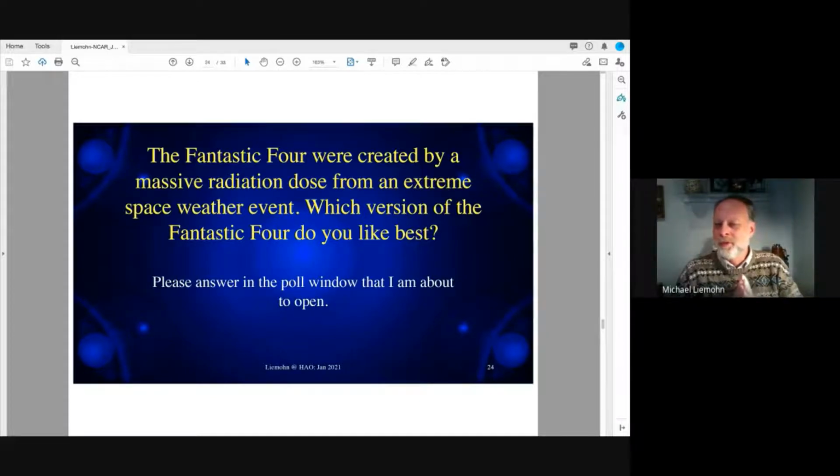Okay, we'll close the poll because we left it at a time with even voting between the original comic book and the group from the 2005 movie. But it's pretty close. People, and really it's mixed feelings about the Fantastic Four. Quite a few people did not want to express an opinion about that. Okay, so back over to the presentation.